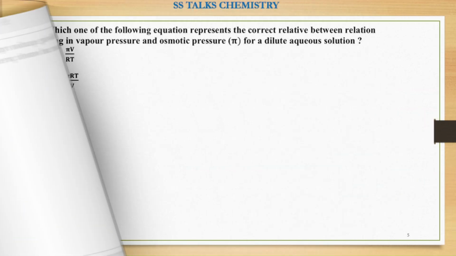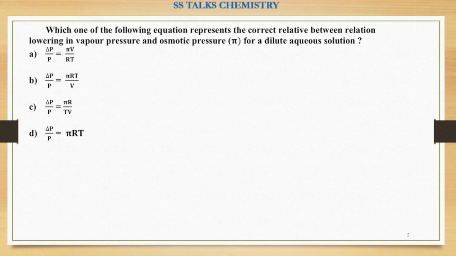Okay. Next, the next question we have is this one. It says: which one of the following equations presents the correct relationship between the relative lowering of vapor pressure and the osmotic pressure for a dilute aqueous solution.